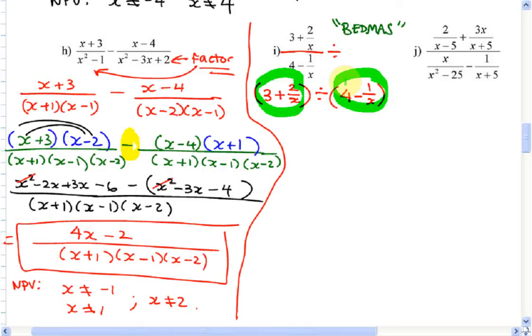What's the common denominator for the bracket on the left? X, yes. The lowest common denominator is x. Then we'll take 3 and multiply it by... This is like 3 over 1. What factor am I missing? It's an x, isn't it?